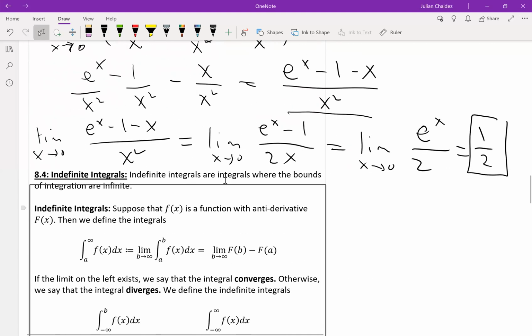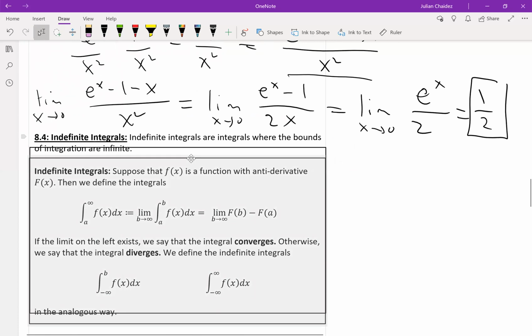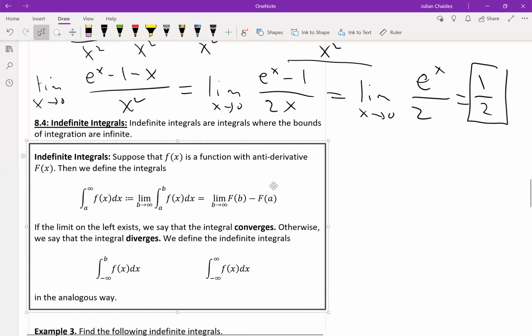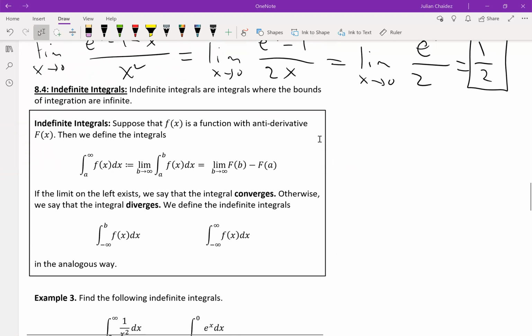All right, so the next thing we want to talk about is improper integrals, and this box is a little bit misaligned, so I'm going to fix that. Okay, so the next topic that we're talking about is indefinite integrals.